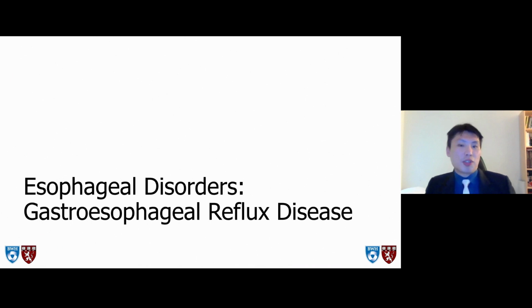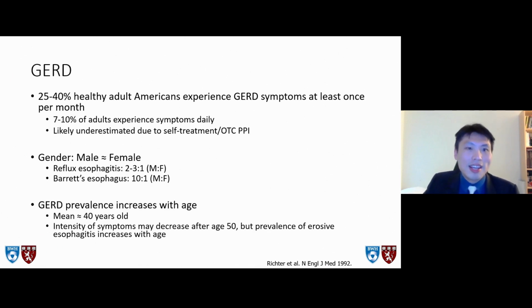We're going to move on to some esophageal disorders. The first one to talk about is GERD. GERD, as we know, is a very common condition affecting up to 40% of healthy adults. It tends to affect males and females equally, although severe disease like reflux esophagitis and Barrett's esophagus tends to be more common in men. The prevalence of GERD also increases with age, although the mean age of diagnosis is around 40 years old.